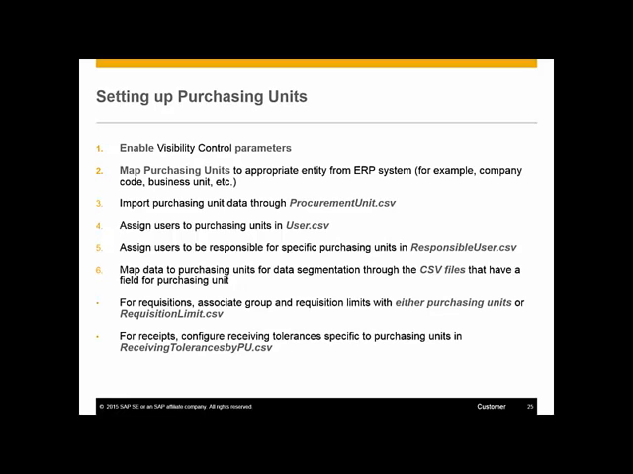The third step would be to actually establish your purchasing units. We saw earlier there is a file called procurementunit.csv, and that's where we actually define and establish purchasing units. Once we have those in place, in the user CSV file, we can assign purchasing units to specific users. In step 5, if a user is responsible for more than one purchasing unit, that's where the responsible user.csv file comes into play. You can go into this file and assign users to the groups they're responsible for and to the purchasing units.